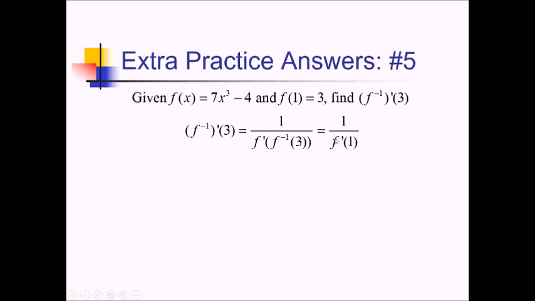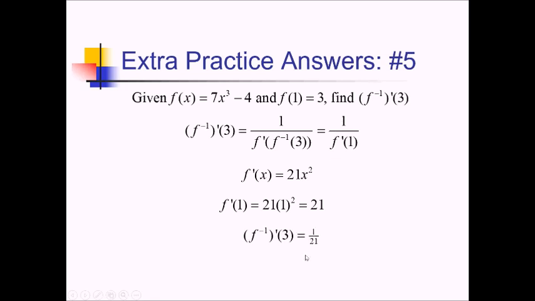And now what's f prime of 1? Well, f prime in general is going to be 21x squared. So then f prime of 1 is just going to be 21. All right, so this is then just going to be 1 over 21. Problem done.